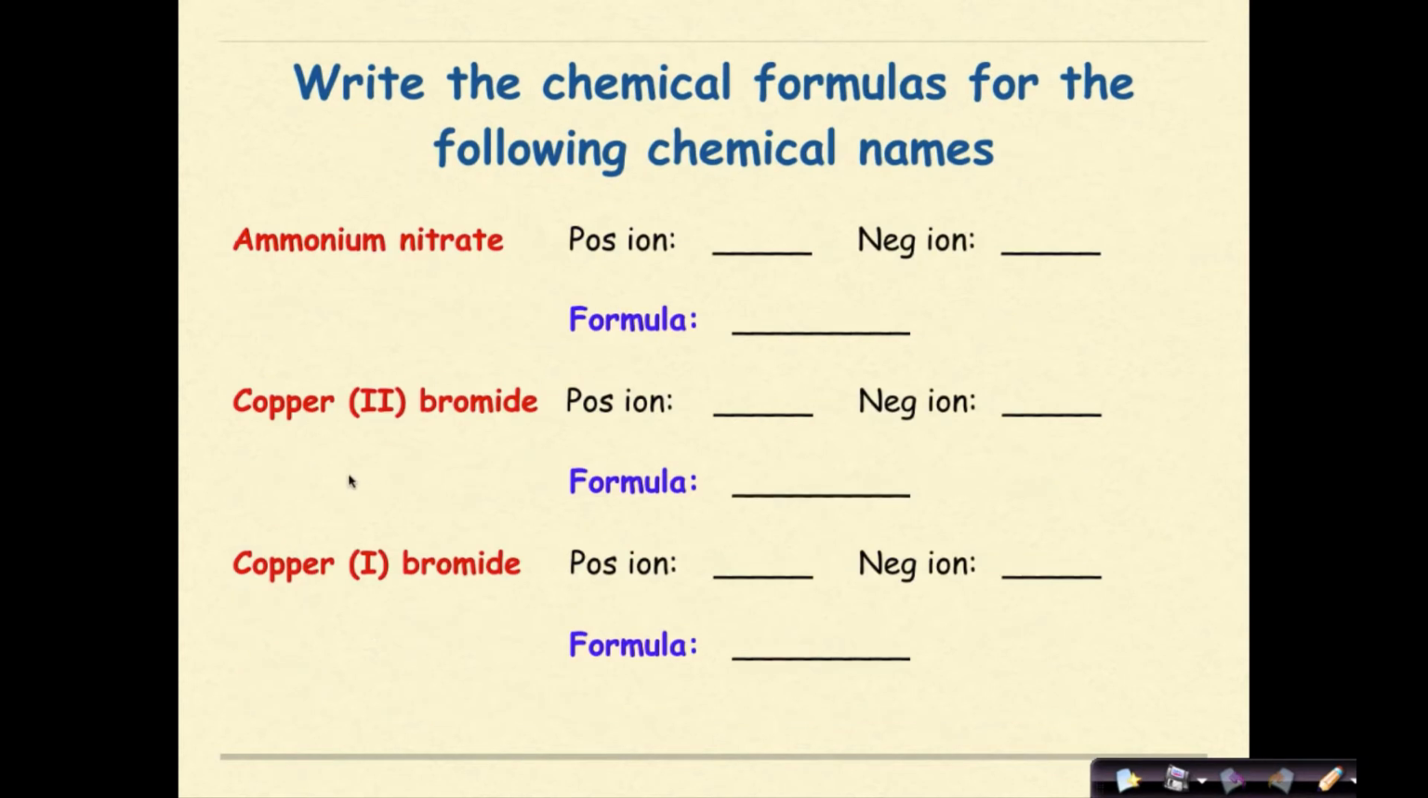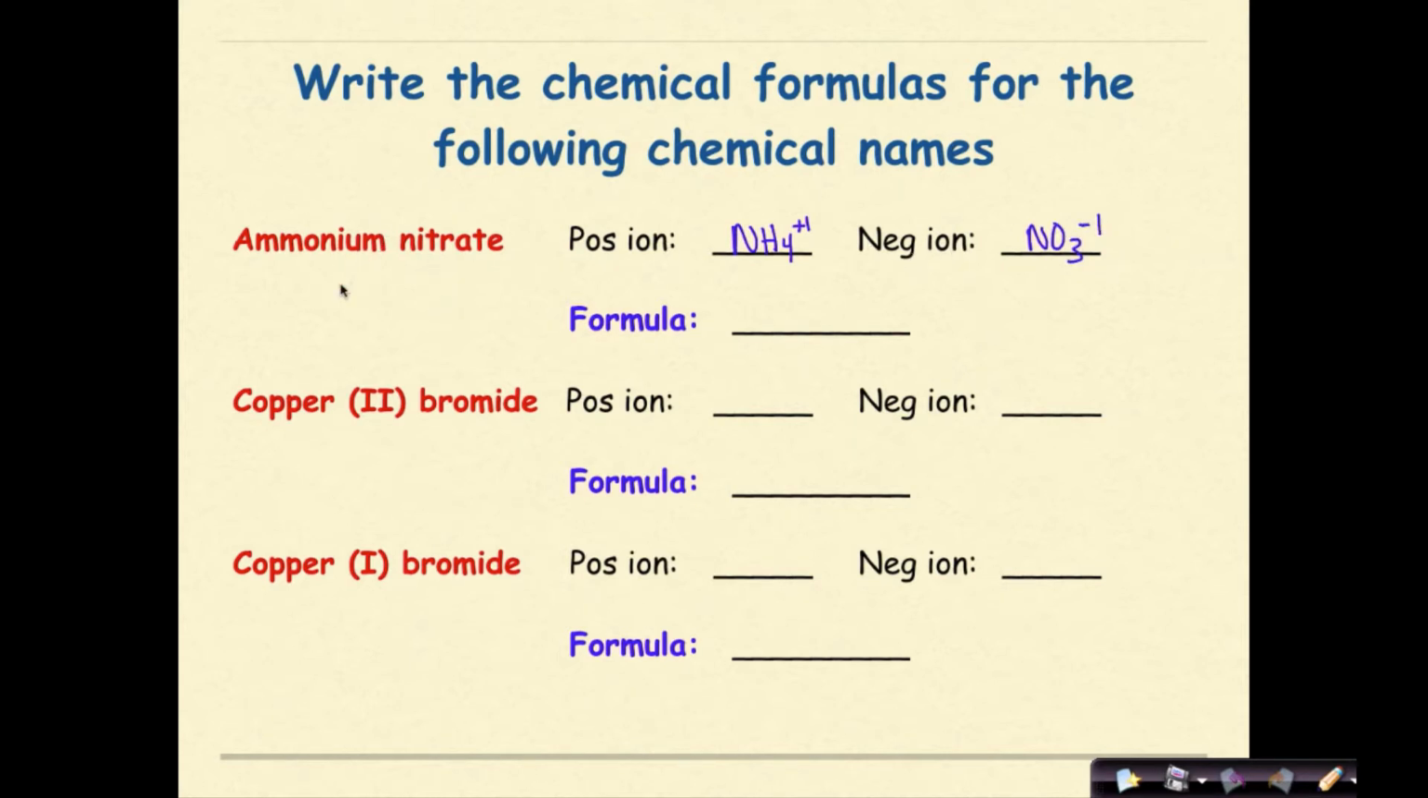Write the chemical formulas for the following chemical names. Ammonium nitrate. You should know that ammonium is our positive ion here because it's listed first, and that is going to be NH4 +1, and the negative ion for nitrate is going to be NO3 -1.